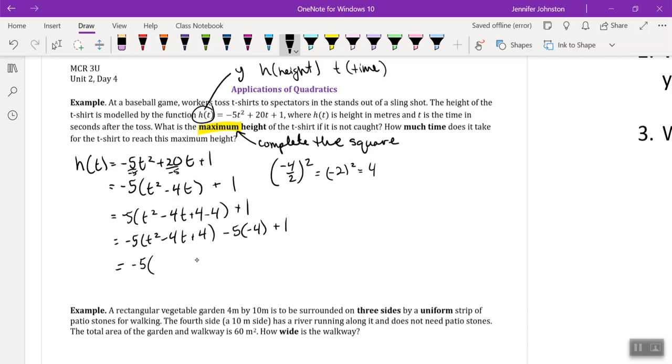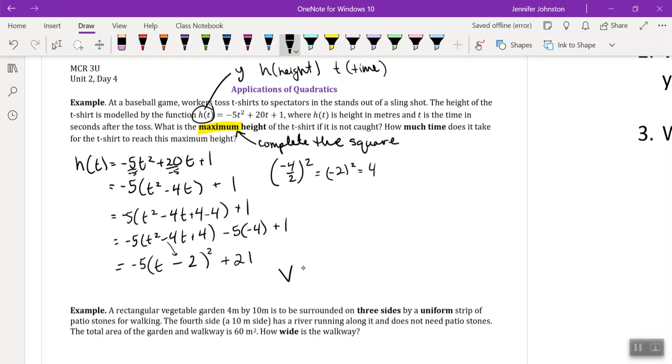Now we have a perfect square trinomial inside. Square root the first, square root the last, which is 2. And guess what? It's right here. This negative 2 is right here. It's negative 2, squared. You square root 4 and then take that sign, which is negative, which is showing right here as well. Perfect. And here we get 20 plus 1, which is 21.